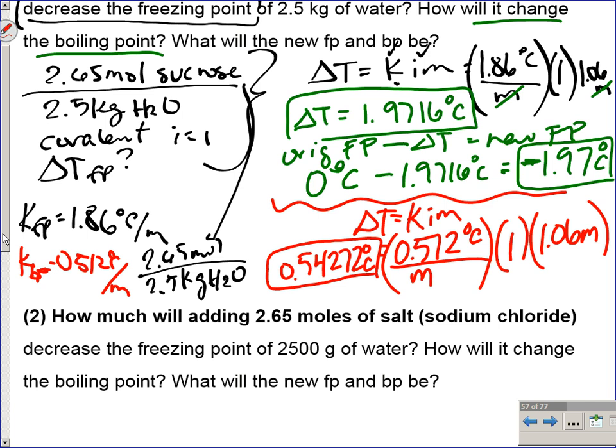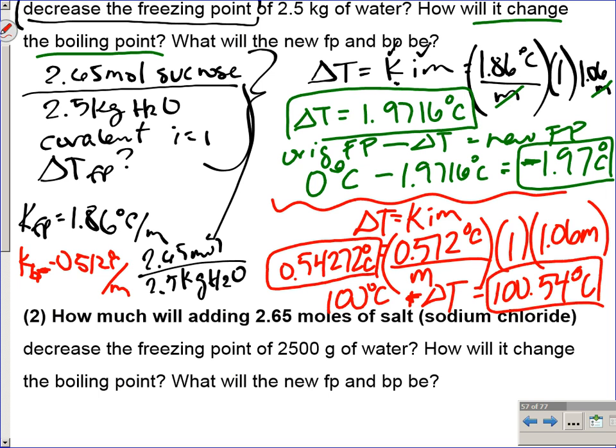So what's the original boiling point of water? 100 degrees Celsius. We're going to add the delta T here, and we're going to get our new boiling point of water, which is now what? 100.54 degrees Celsius, or so. So just a little higher, not significant, but still a little higher. Who feels okay so far? Give me a little hand.